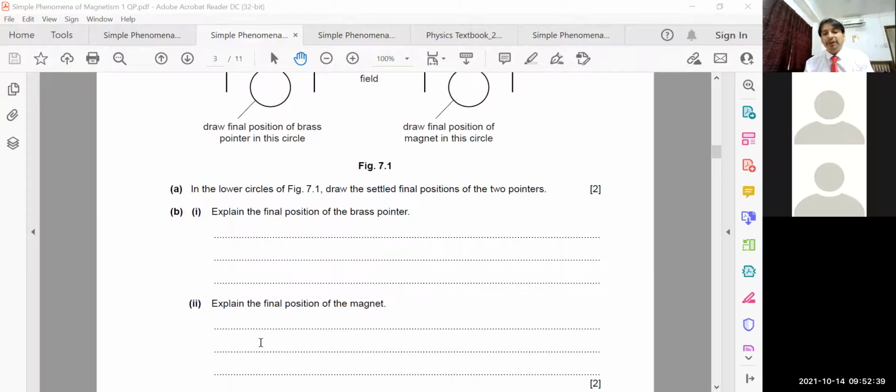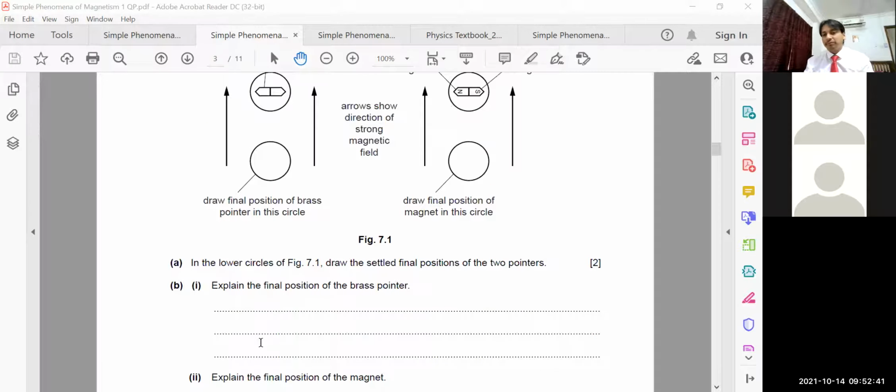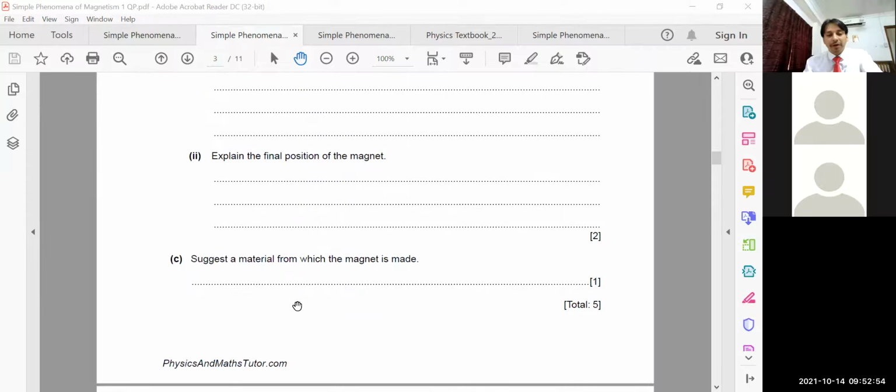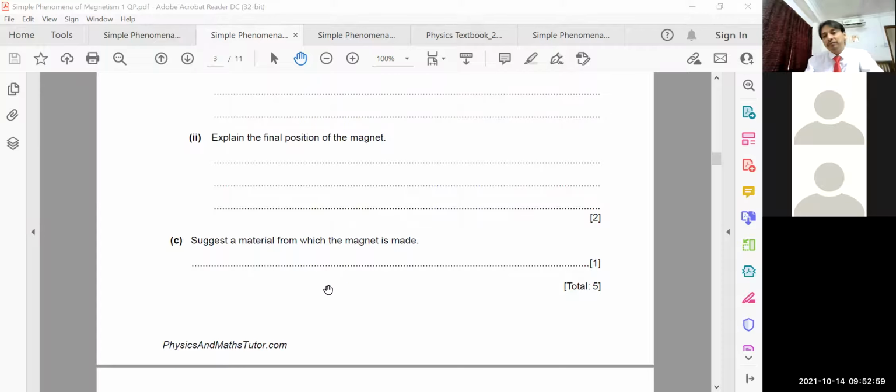In B2, explain the final position of the magnet. As I told you earlier, the final position is vertical, North Pole will be in the upward direction, in the direction of the magnetic field. So remember this part, children. Suggest the material from which the magnet is made. You have to find out the name of the magnet material. What material is used to make a magnet, children? To make a temporary magnet, we use iron. To make a permanent magnet, we use steel. And there are many other magnetic materials actually. You can write any one name.